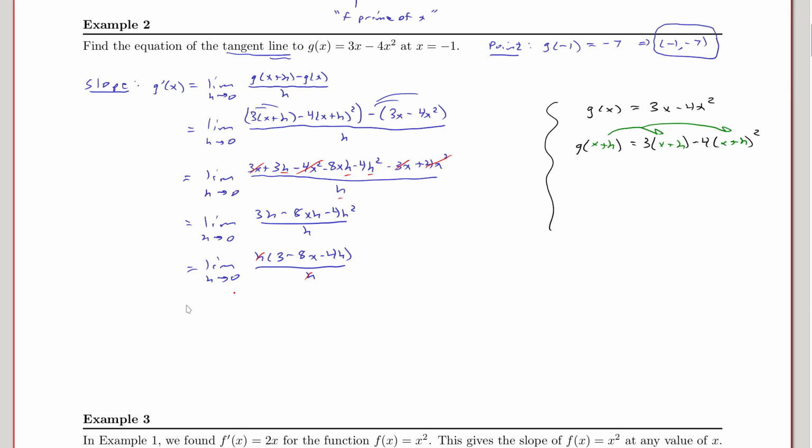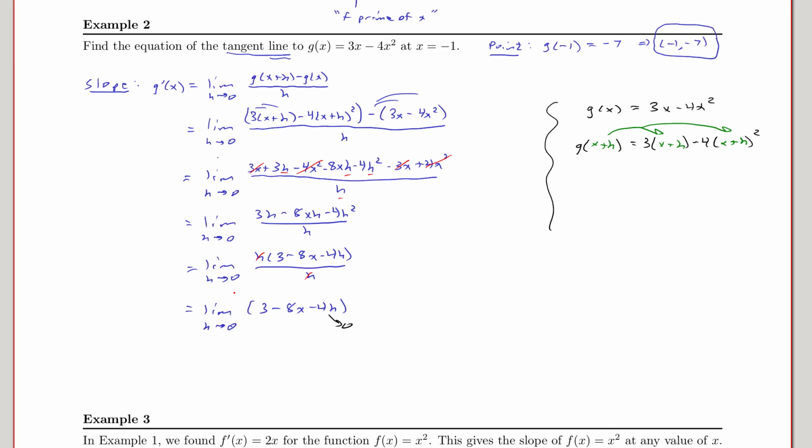Let me rewrite this again. That gives me the limit as h approaches 0 of 3 minus 8x minus 4h. Now I can take the limit because we don't have a division by 0 issue anymore. And in taking the limit, as h approaches 0, 3 and negative 8x are constant with respect to h, so they go nowhere. And this expression right here goes to 0. So basically, at the end of these problems, the calculus part is just covering up all the terms with h's.